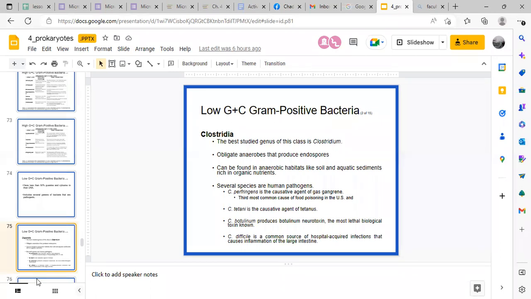And that's why it is painful, this disease, no? So it may produce a toxin that produces painful muscle contraction. So another name for this disease is lockjaw. So the jaw locks and it becomes hard to open the mouth or swallow. So this disease is really difficult.